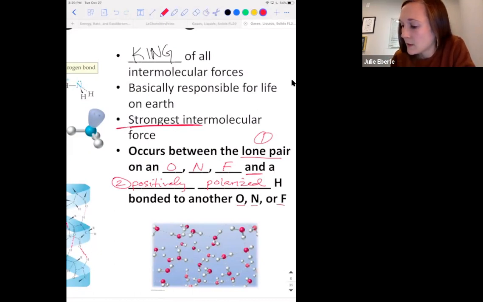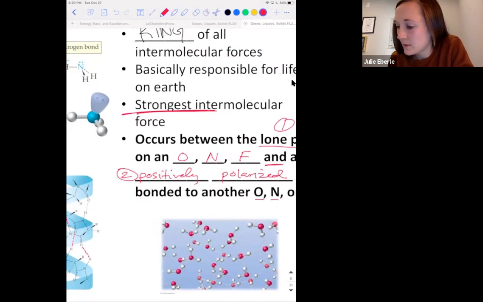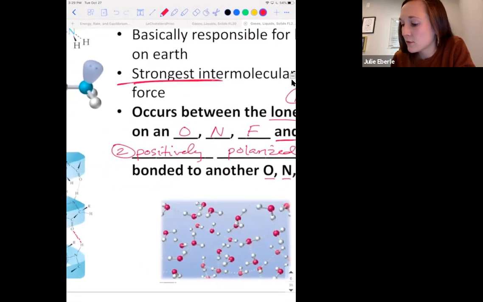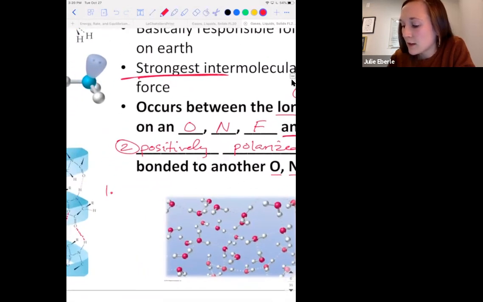So I'm gonna just recap what I just said here. Let me zoom out so you can finish writing. A lone pair on an oxygen, nitrogen, fluorine, and a positively polarized hydrogen that is bonded to another oxygen, nitrogen, fluorine. So requirement number 1 is that you have an oxygen with a lone pair in your molecule, a nitrogen with a lone pair, and we know fluorine gets 3 lone pairs. Okay, so you got something like this in your molecule.